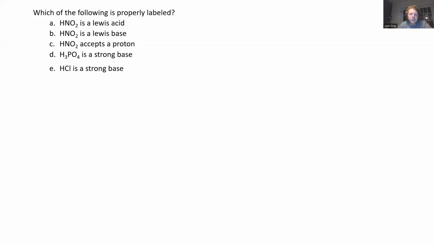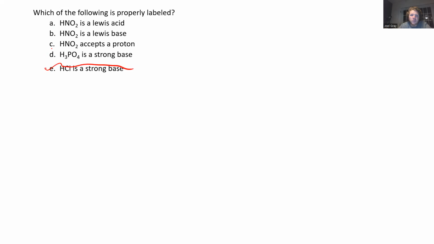Starting at the bottom, HCl, that is not a strong base. HCl is one of our strong acids. So it's important to remember those strong acids. Hydrochloric acid is a strong acid. Sodium hydroxide is a strong base. Let's see, sulfuric acid, HClO4, perchloric acid is a strong acid. Remember your strong acids, remember your strong bases. Okay, but I'm going to remove that as an option.